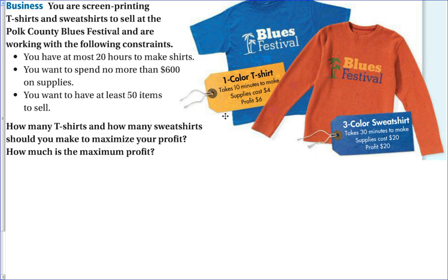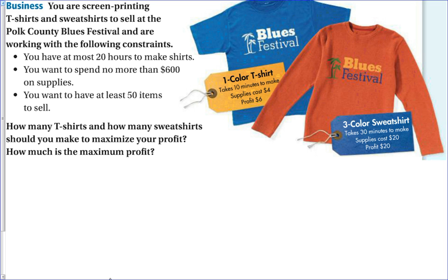And if you look over here at the price tags, one t-shirt takes 10 minutes to make. It costs $4 to make, and you get $6 profit. And a sweatshirt takes 30 minutes to make. The supplies cost $20, and you get $20 in profit. So it says, how many t-shirts and how many sweatshirts should you make to maximize your profit? And how much is your profit?